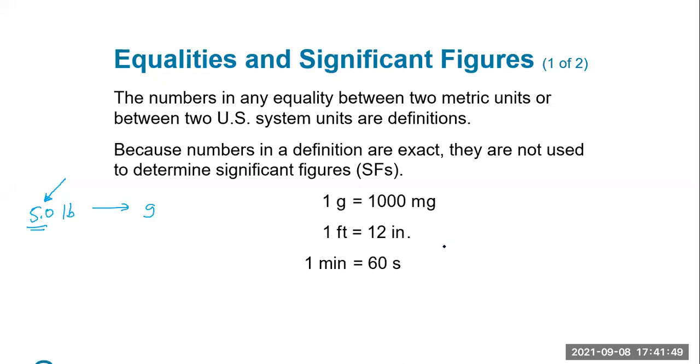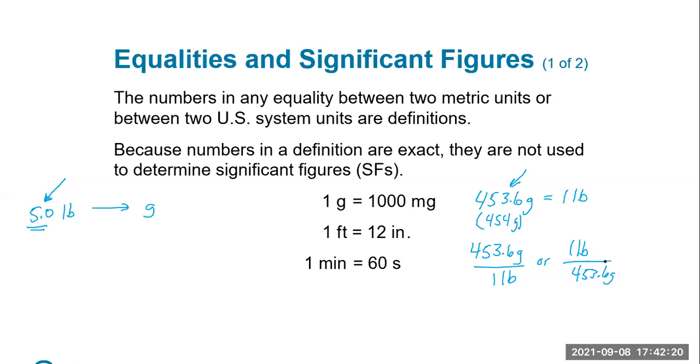So for example, one equality we would use is 453.6 grams is 1 pound. Some people round this to 454. I personally use this number because it was beat into my head, so I can't forget it. We will use this as a conversion factor, which means we could write 453.6 grams over 1 pound. Again, we would start with this number here, and that would be 5 pounds.